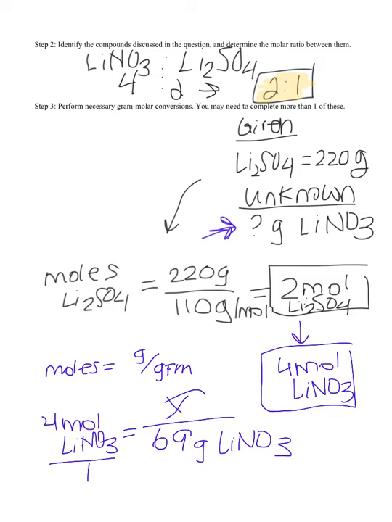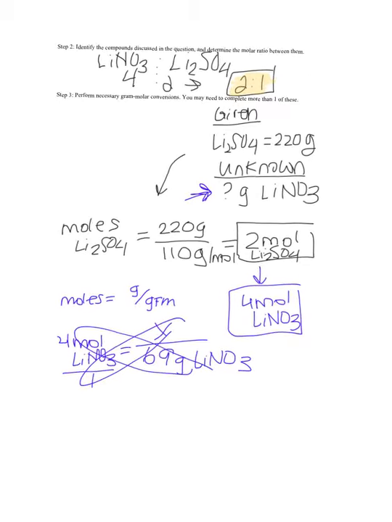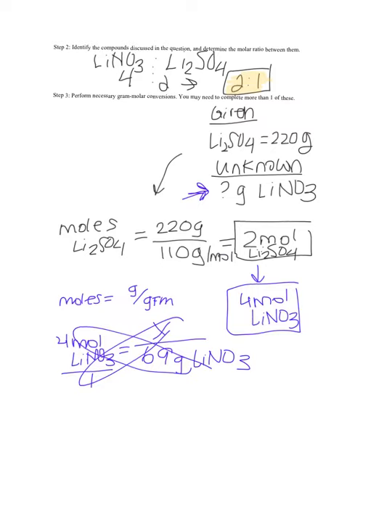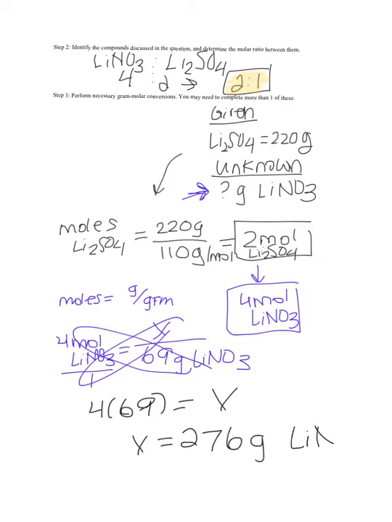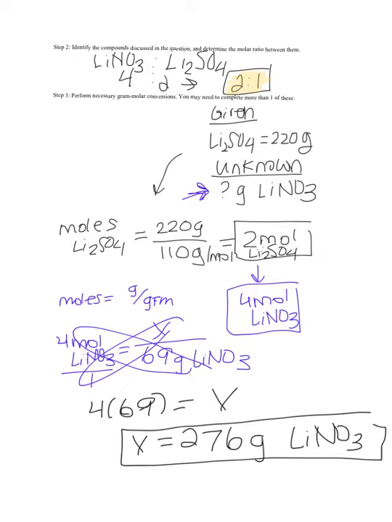Simply going to put this over 1, cross multiply. Let me just make my screen a little smaller. What you get is 4 times 69 equals X, and X equals 276 grams of LiNO3, and we are done. So this is kind of the hardest problem you're going to see because it was a 2-step problem, but I hope this helped you guys.